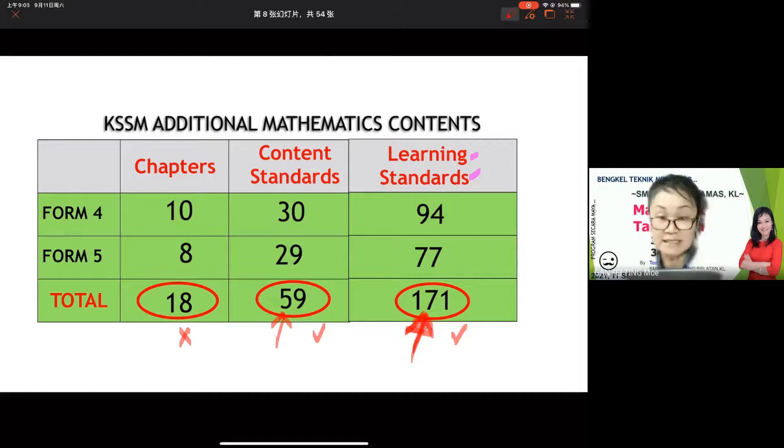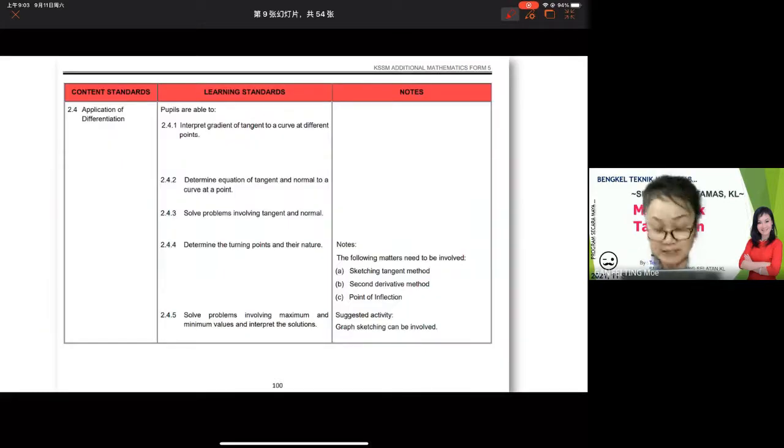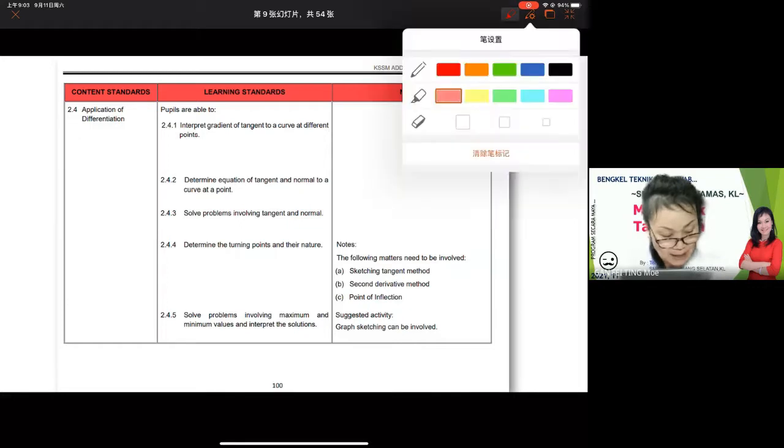Then you may say, teacher, can you please show us what this is? Okay, let's go to one of the pages. This is one page that I chose because one of the questions that I would like you to do is on this topic. That's why I chose this.